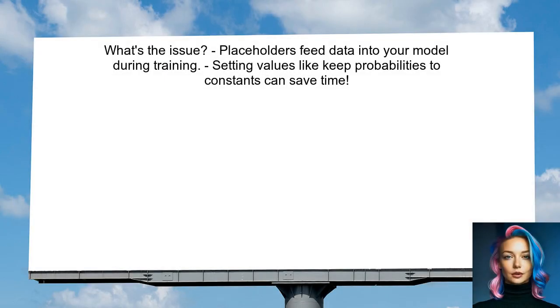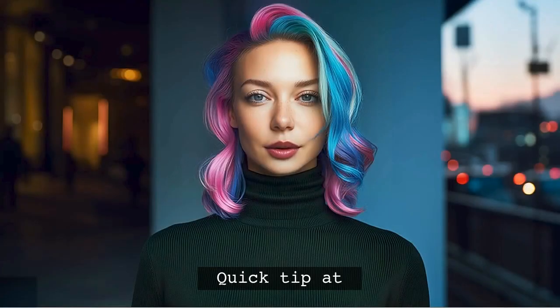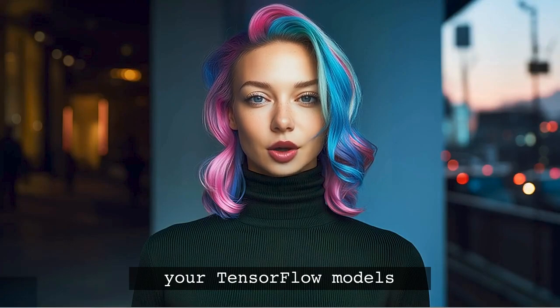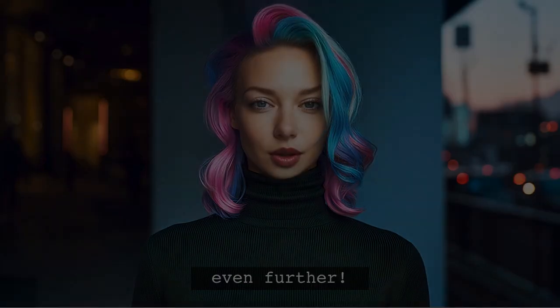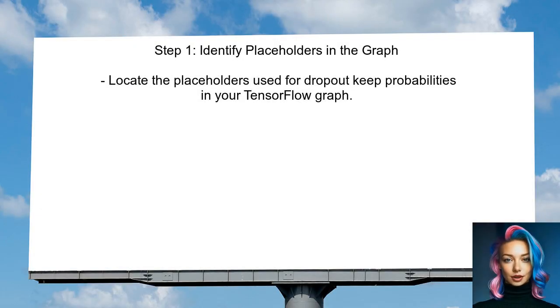So what exactly is the issue here? In TensorFlow, placeholders are used to feed data into your model during training. However, if you want to set certain values, like keep probabilities, to constants, it can save you a lot of time and effort when deploying your model. And stick around. At the end of this video, I'll share a quick tip that can help you optimize your TensorFlow models even further.